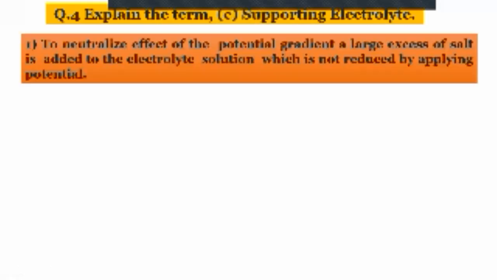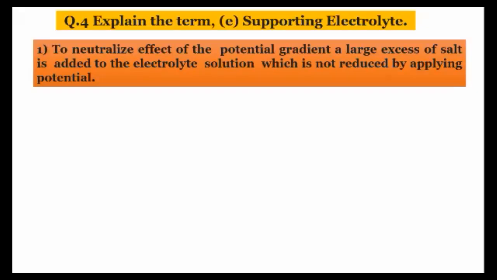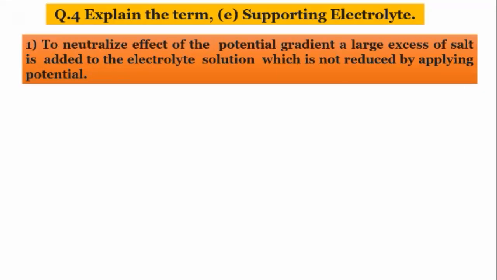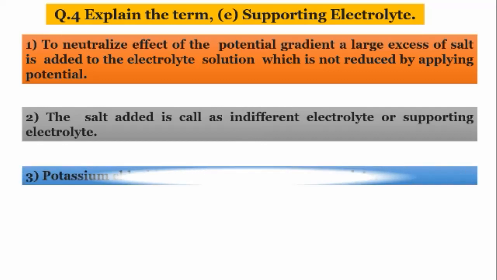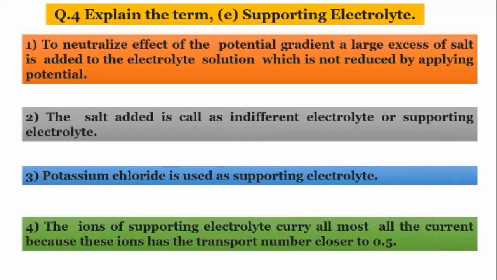Then explain the term supporting electrolyte. Next part is the supporting electrolyte. It is used to neutralize the effect of the potential gradient. A large excess of a salt, which is not reduced by the applied potential, is added to the electrolyte solution. It is an inert electrolyte solution which is added in the experimental solution to avoid or to neutralize the potential gradient. It is called the supporting electrolyte. The salt added is also called the indifferent electrolyte, or supporting electrolyte. Generally potassium chloride is used as a supporting electrolyte.